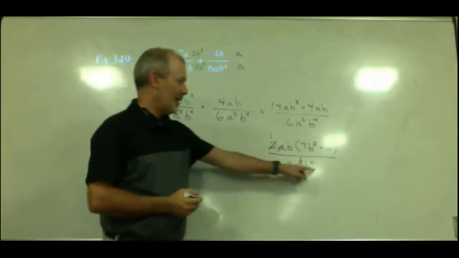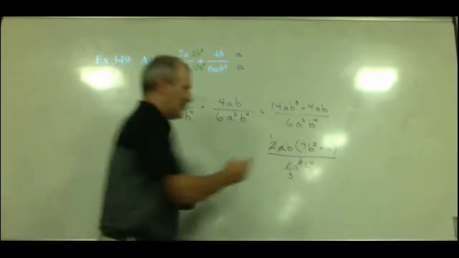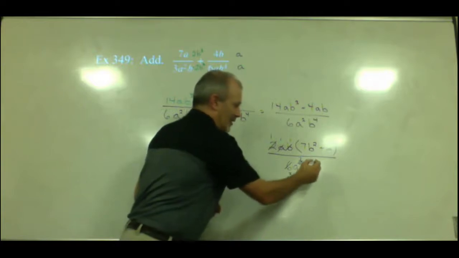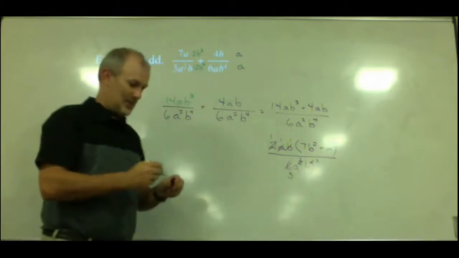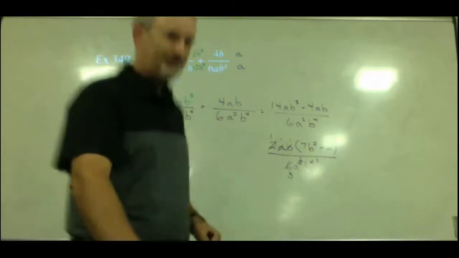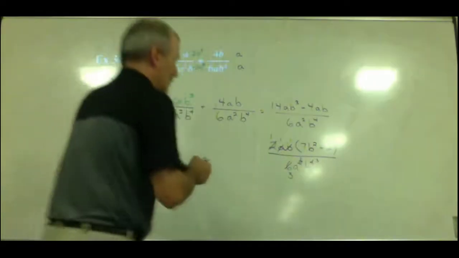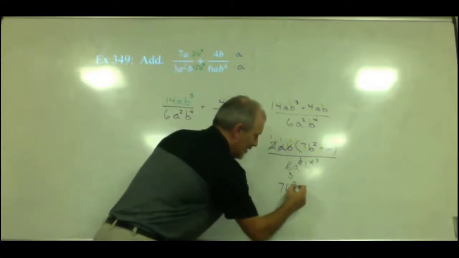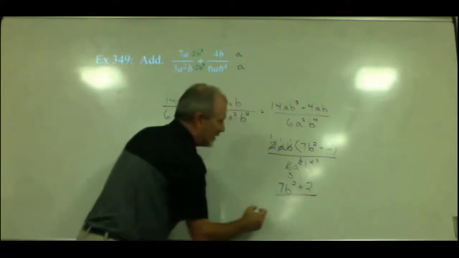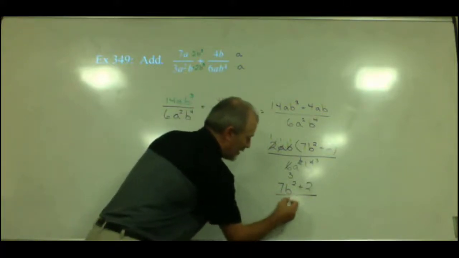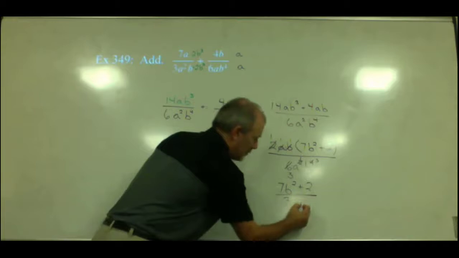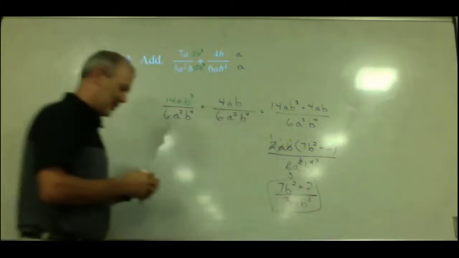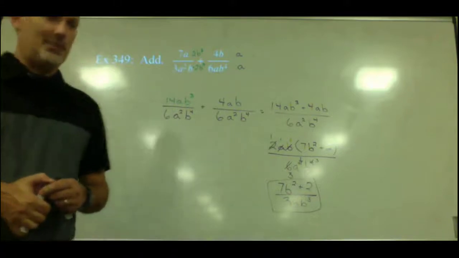And then we have a b and a b to the fourth. So this b can cancel. And then we'd have how many left down here? 3. So our answer would be 7b squared plus 2 as our numerator. And then we would have 3ab cubed as our denominator. And I'm going to show you how dumb I was, and I apologize for being dumb.